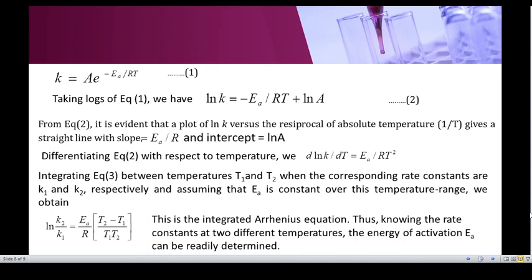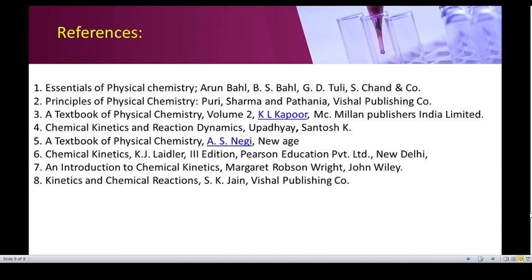So we shall stop here, and we shall discuss the remaining aspects in the next class. You can go through these textbooks: Physical Chemistry by Bal and Bal, and Puri Sharma Pathania, and Textbook of Physical Chemistry by K.L. Kapoor, and Reaction Dynamics by Upadhyay, and Physical Chemistry by A.S. Negi, and Chemical Kinetics by Laidler, etc.